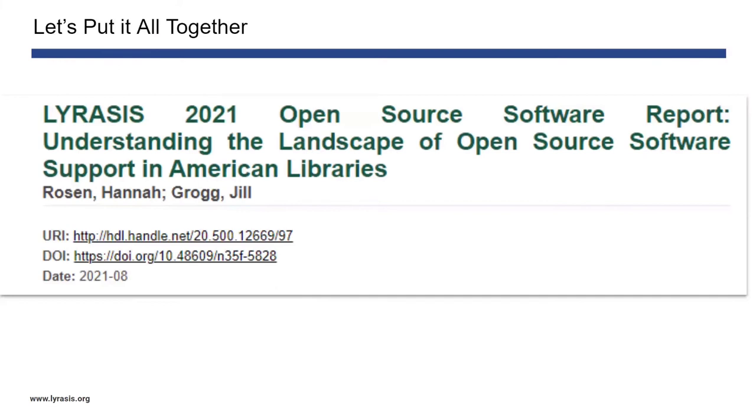Now, you can see from this very simple screenshot here, if we go to one of our reports, the first thing you can see is that we have implemented DOIs because LYRASIS itself is a member of the DataCite US community. And we've implemented DOIs for all of our materials in the repository, regardless of content.